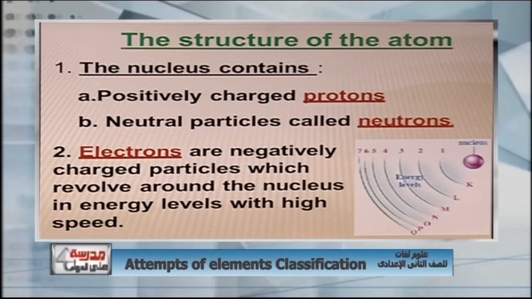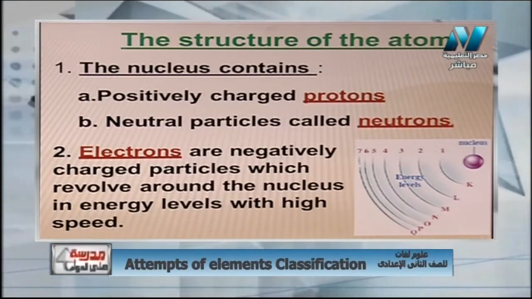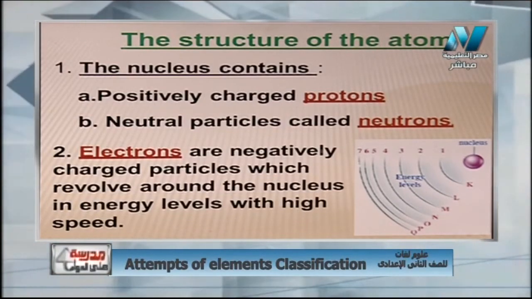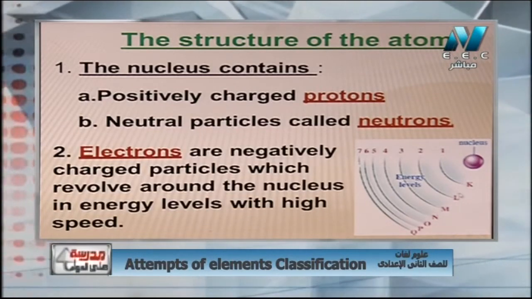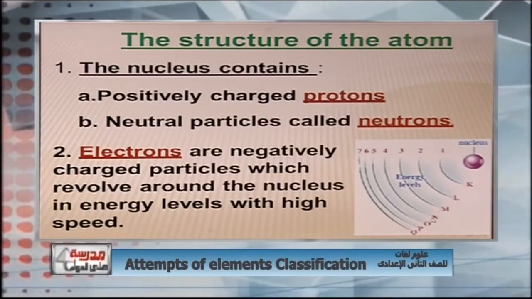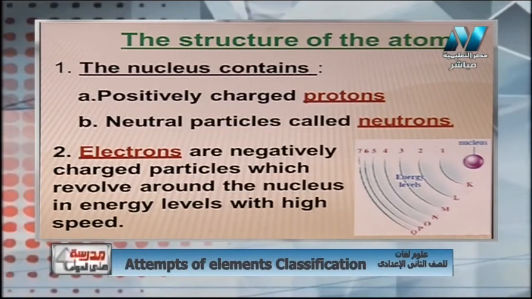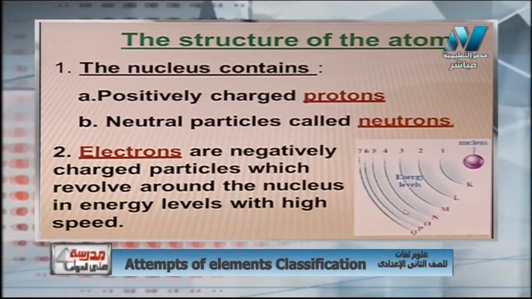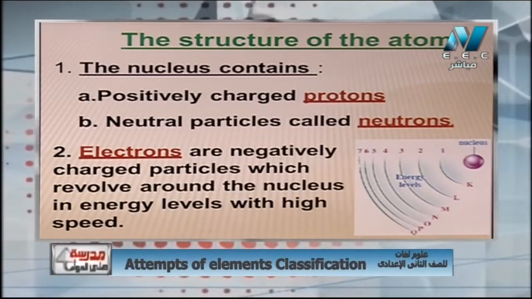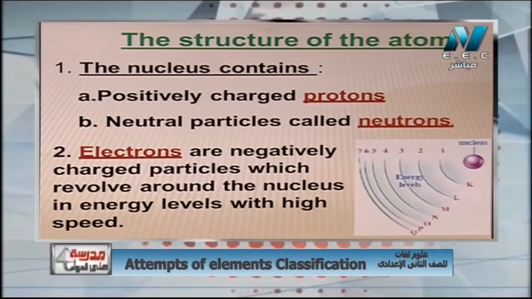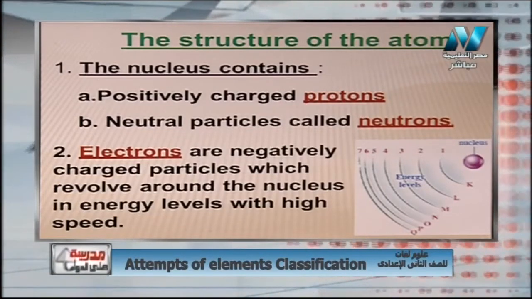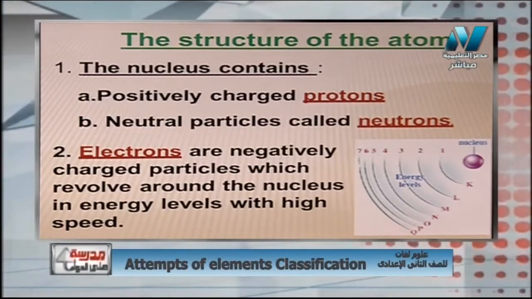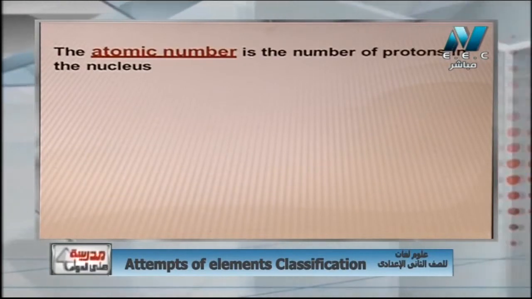The electrons revolve in energy levels. This is the energy level around the nucleus. The heaviest atom consists of how many? Seven energy levels. Their names are K, L, M, N, O, P, Q. Okay, this is the seven energy levels around the atom. So this is what we have taken last year in first prep, and it's very important to revise this structure for this lesson.